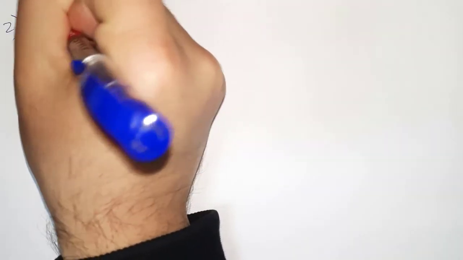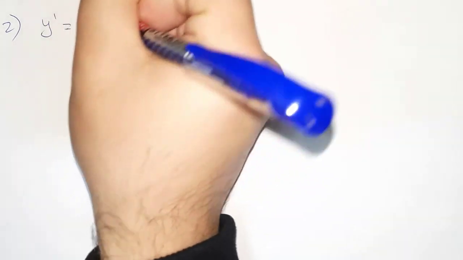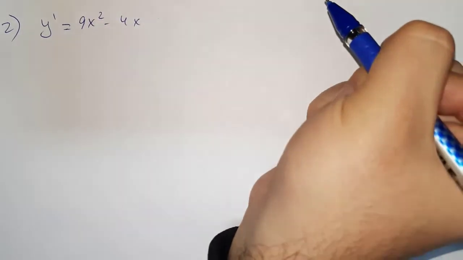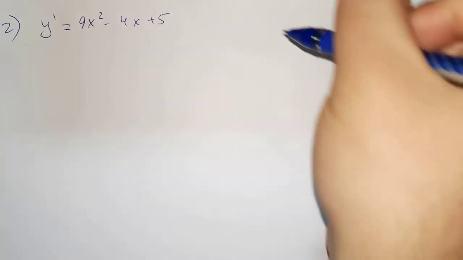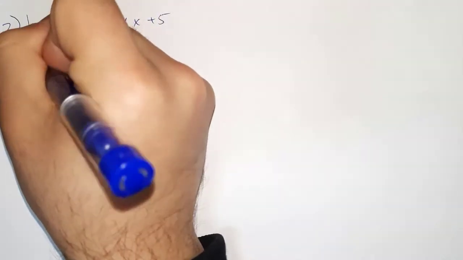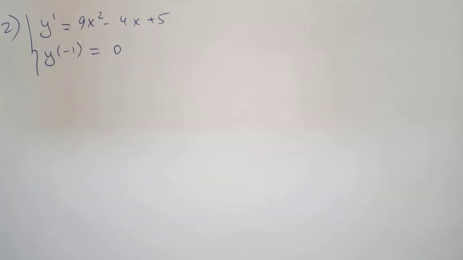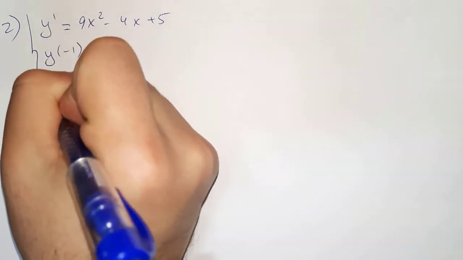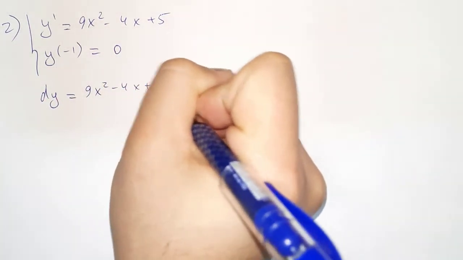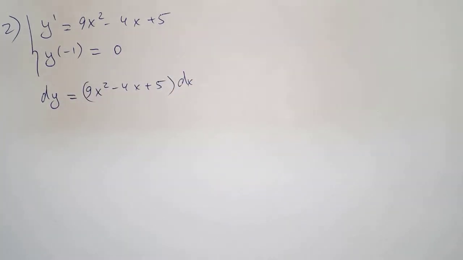And now let's consider the next example, example number 2. Okay, so what we have here is the y derivative. So, an initial value problem again: 9x squared minus 4x plus 5, and we have y of minus 1 is 0. So again, we can write dy equals 9x squared minus 4x plus 5 dx, as in the previous example.